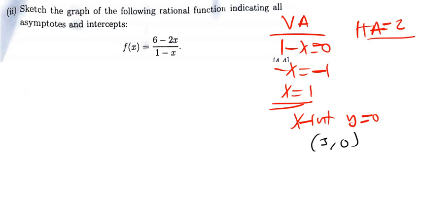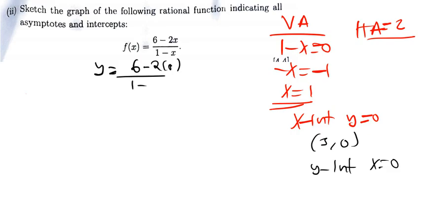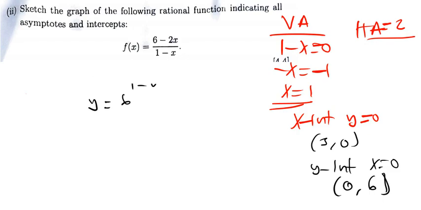To find the y-intercept, equate x equal to 0. Solve for y. So y is equal to 6 minus 2 times 0 over 1 minus 0. Then y will be equal to 6 divided by 1, which is 6. When x is 0, y is 6. I'm done. Those are my x and y intercepts.